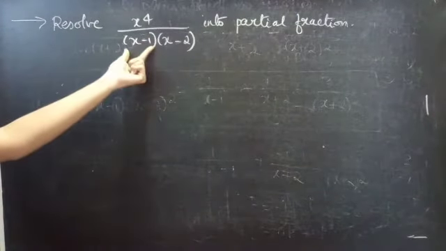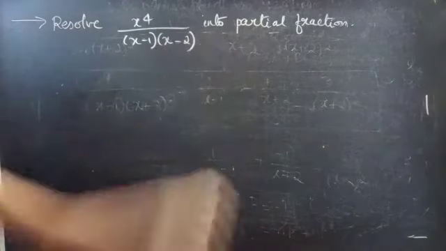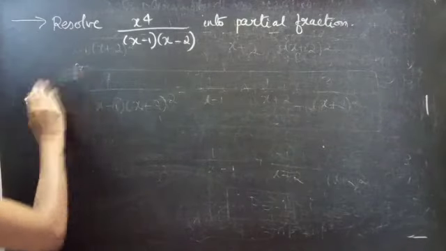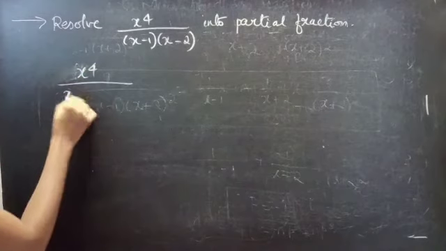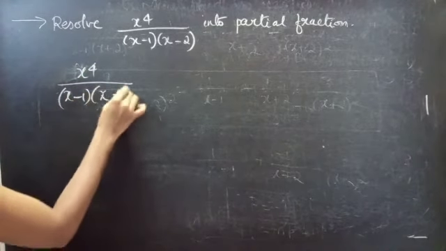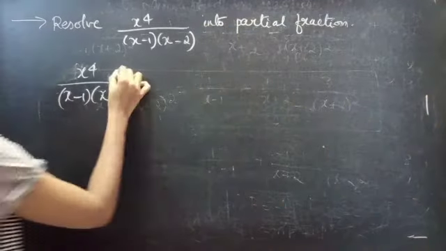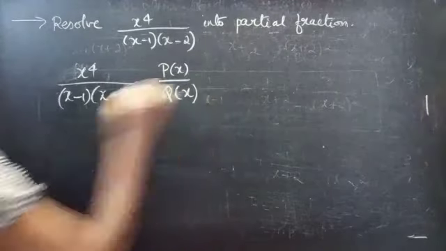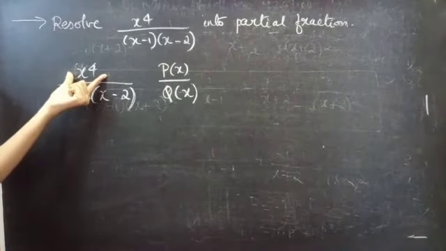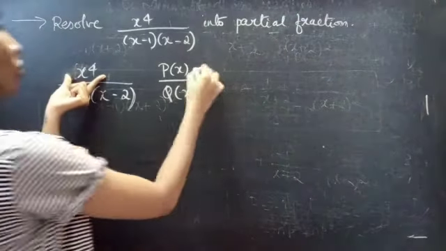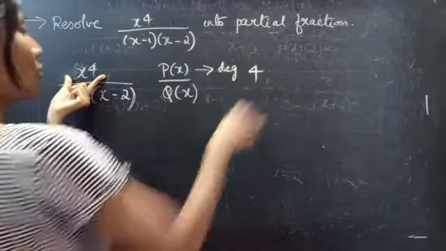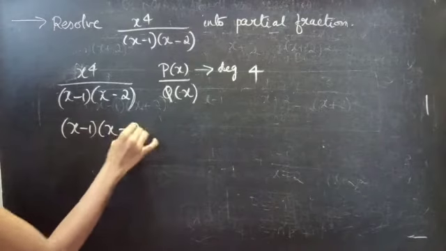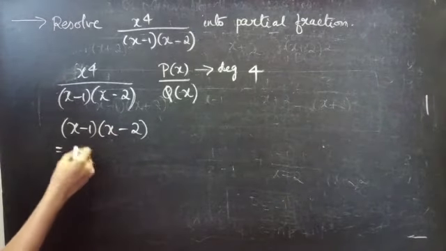Resolve x power 4 by (x minus 1) into (x minus 2) into partial fractions. We are given the fraction x power 4 by (x minus 1) into (x minus 2). If you consider it as p of x by q of x, we have p of x equals x power 4, so the degree of p of x is 4. And we have q of x equals (x minus 1) into (x minus 2).